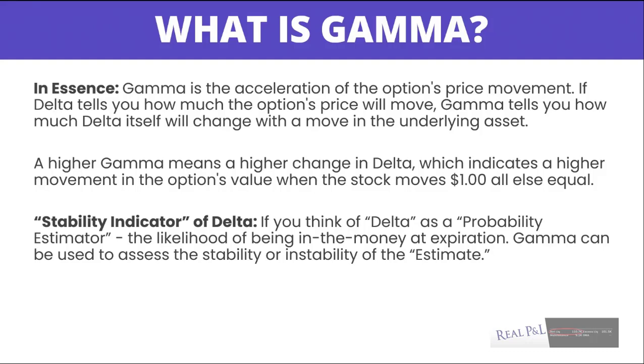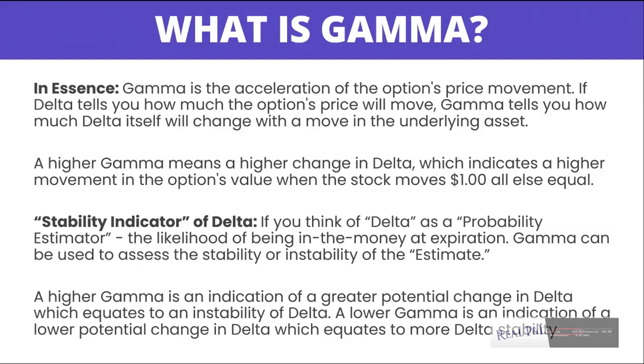Stability indicator of delta. If you think of delta as a probability estimator, the likelihood of being in the money at expiration, gamma can be used to assess the stability or instability of that estimate. A higher gamma is an indication of a greater potential change in delta, which equates to an instability of delta. A lower gamma is an indication of a lower potential change in delta, which equates to more delta stability.